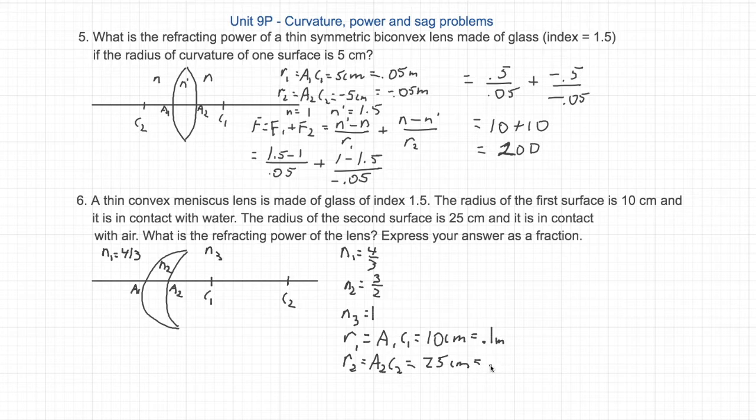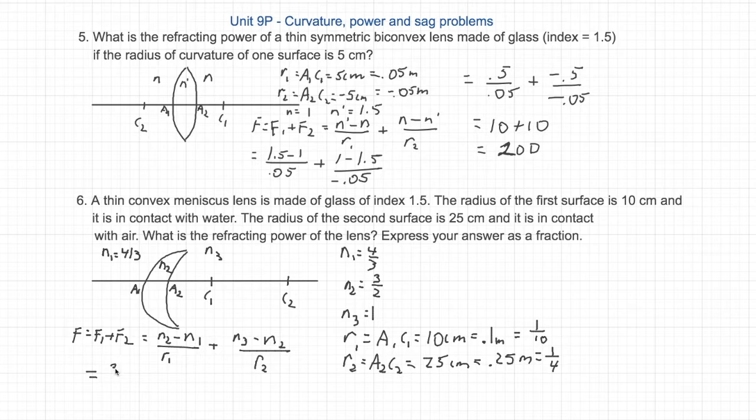R2 is A2C2, also a positive number. 25 centimeters equals 0.25 meters, which is 1/4. 1/10 equals 1 over 10. So our formula is total power is F1 plus F2, first surface's power plus the second surface's power. Each surface's power is derived from the difference in indices of refraction over the radius. So we plug in our fractions.